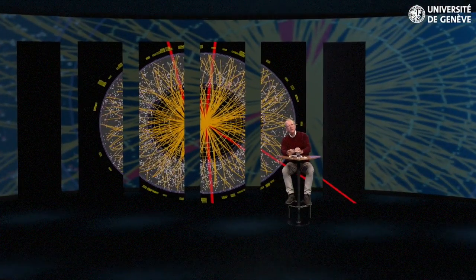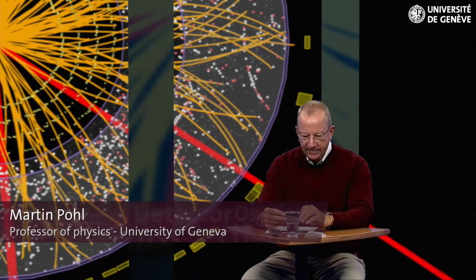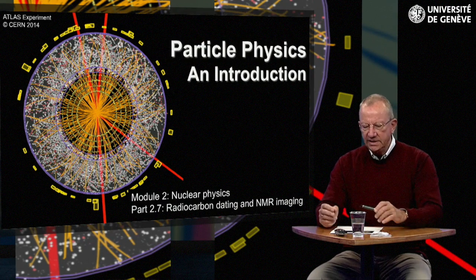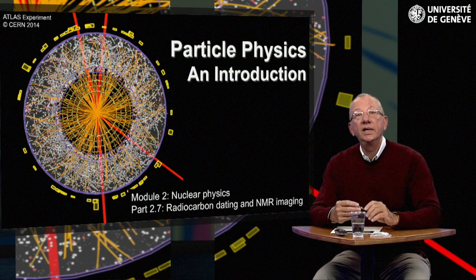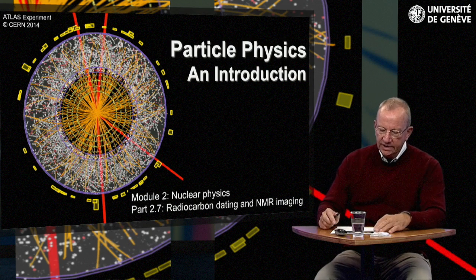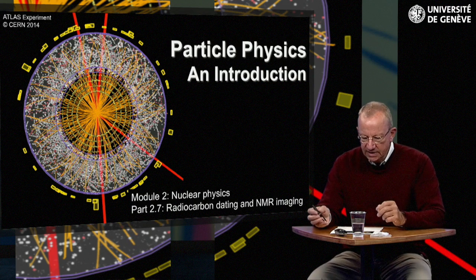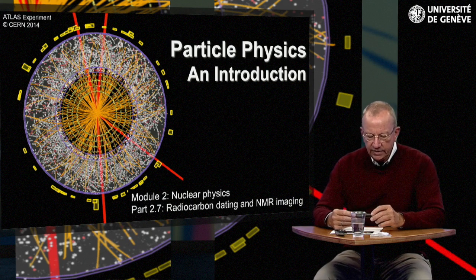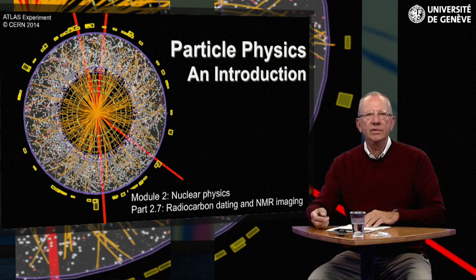In this second module, we are in the process of discussing nuclear physics, and we now turn to a few examples of its applications. In this seventh video, we will briefly discuss two applications, which are radiocarbon dating and imaging by nuclear magnetic resonance. After watching this video, you will be able to describe how one determines the age of organic substances based on their contents of carbon-14, and to describe the principles of imaging using nuclear magnetic resonance.